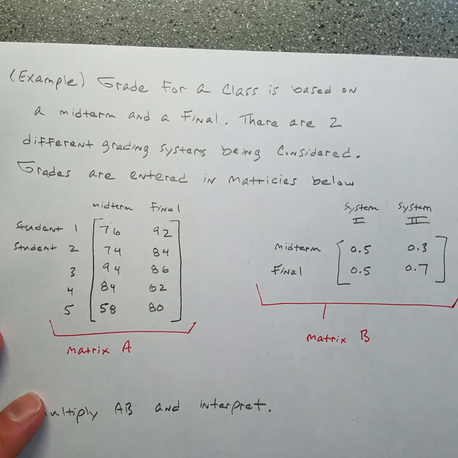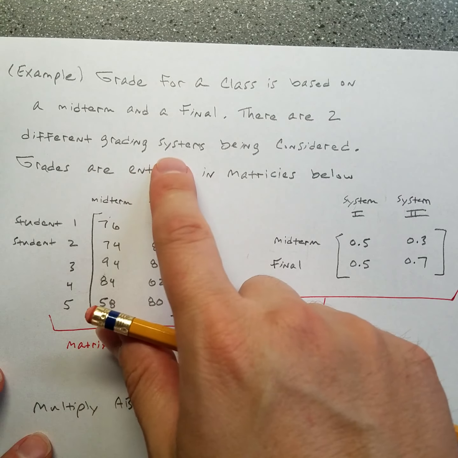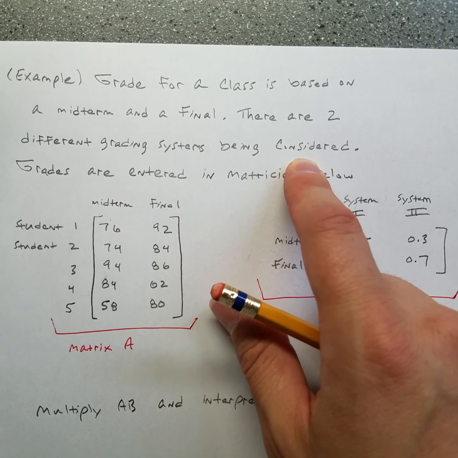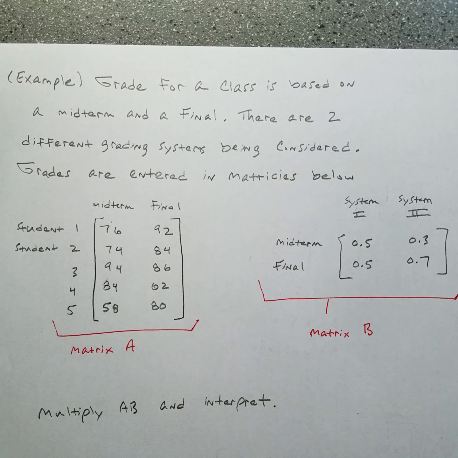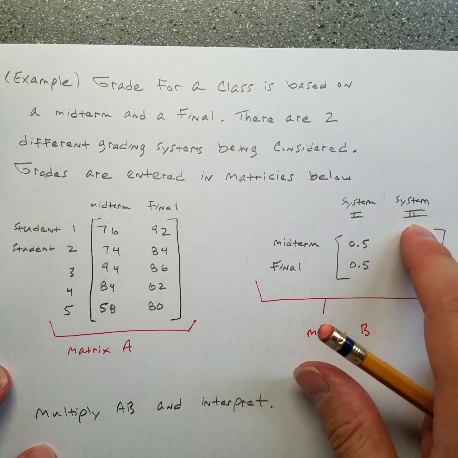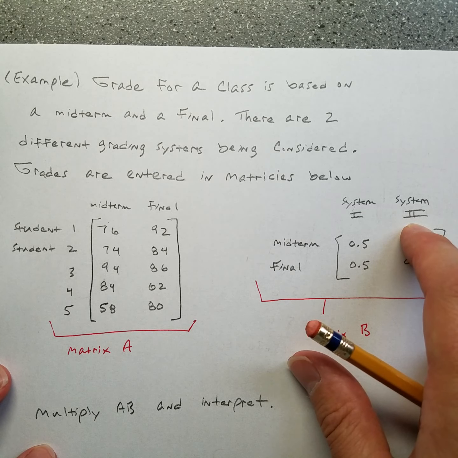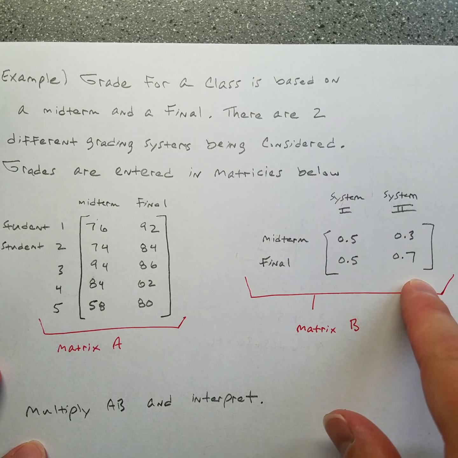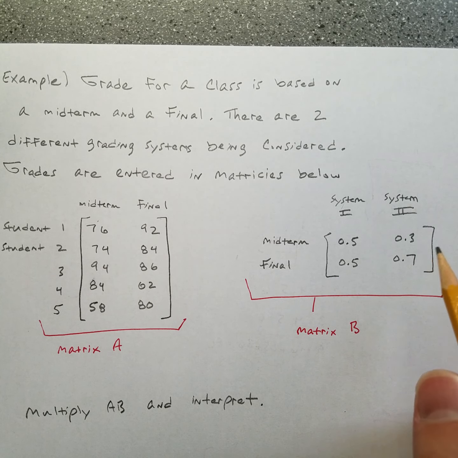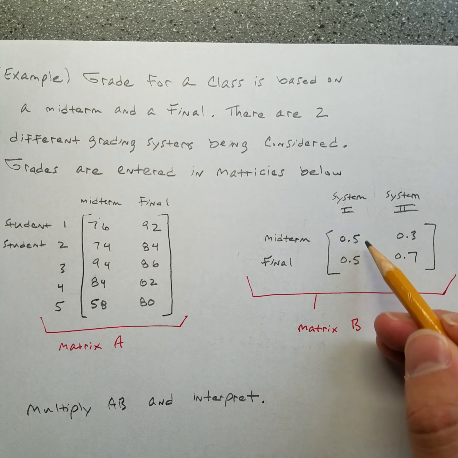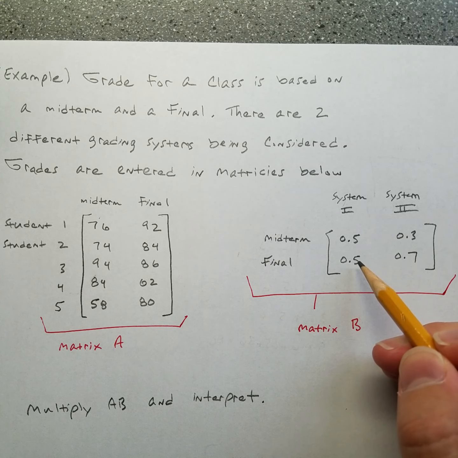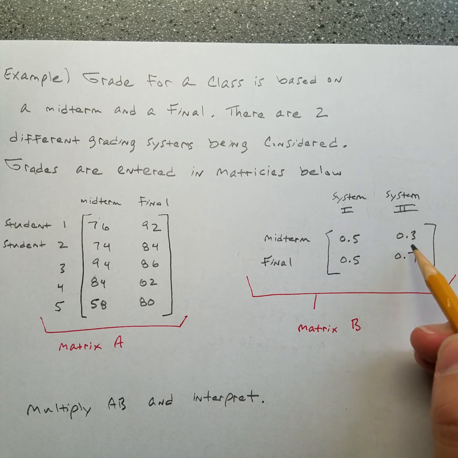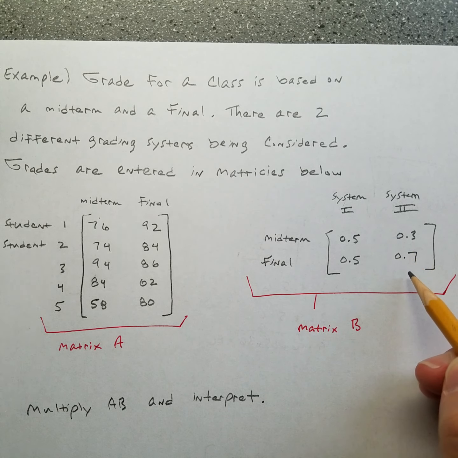Now, let's just hypothetically say there's two different grading systems that I'm considering. Or maybe I want to give students the benefit of the doubt, or give them an option to get the best grade. And I'll say, I'll either grade you on System 1 or System 2. Okay? So here's my students, and here's their grades. And then here's the two grading systems that I'm considering. And here's how you could interpret it. On System 1, the midterm and the final are both 50%. And System 2, the midterm's 30%, but the final's weighted more heavily, 70%.